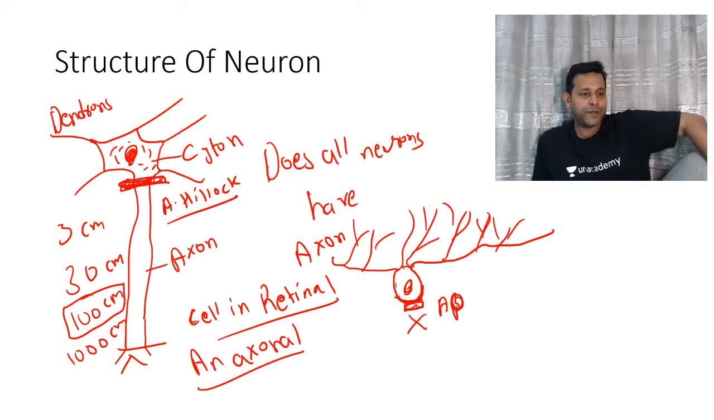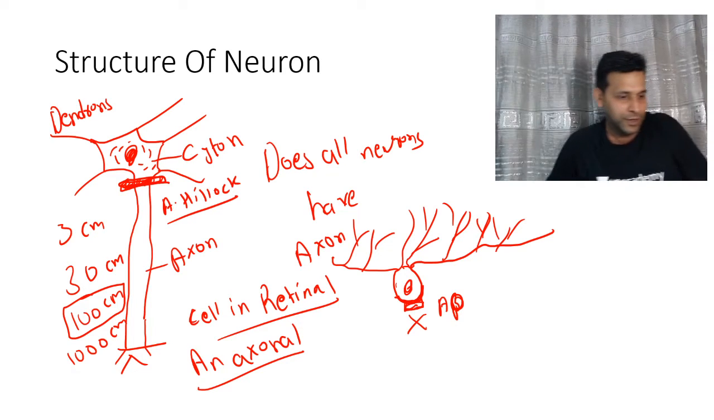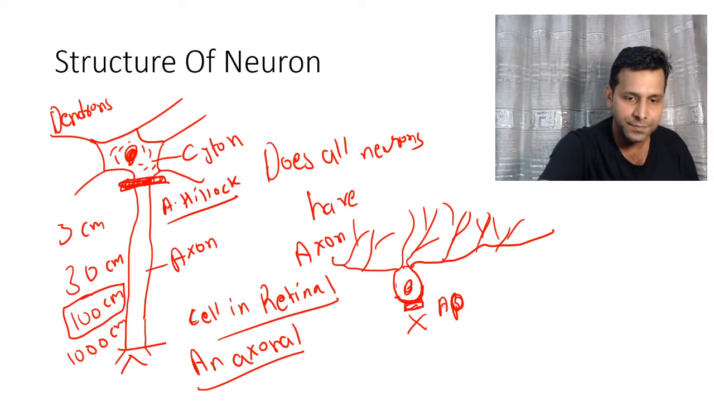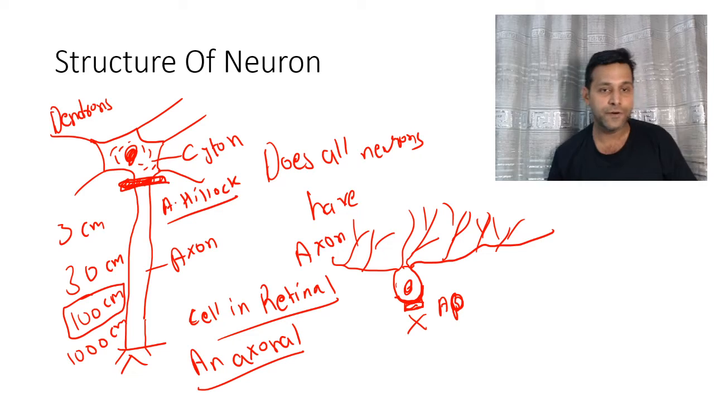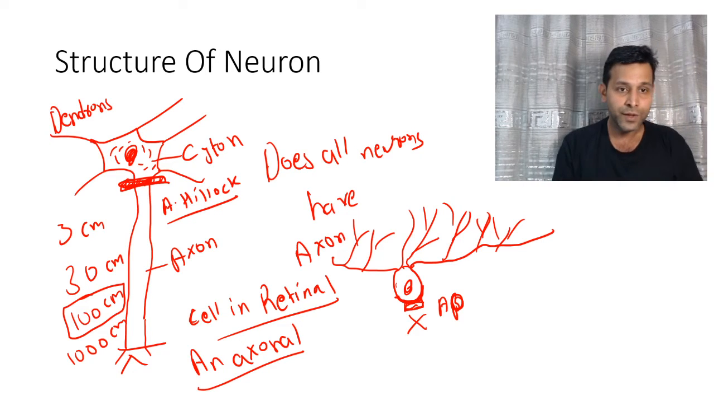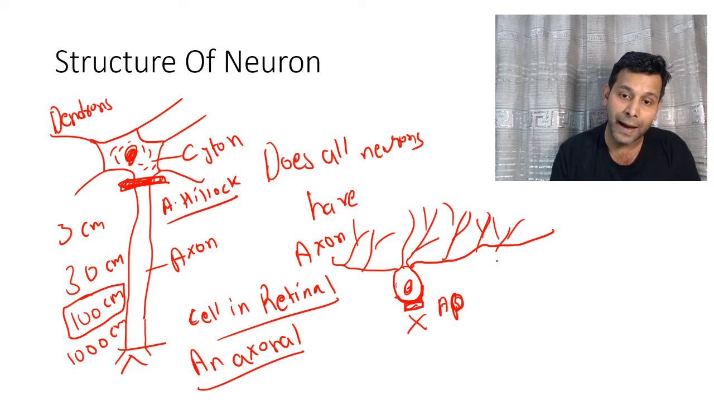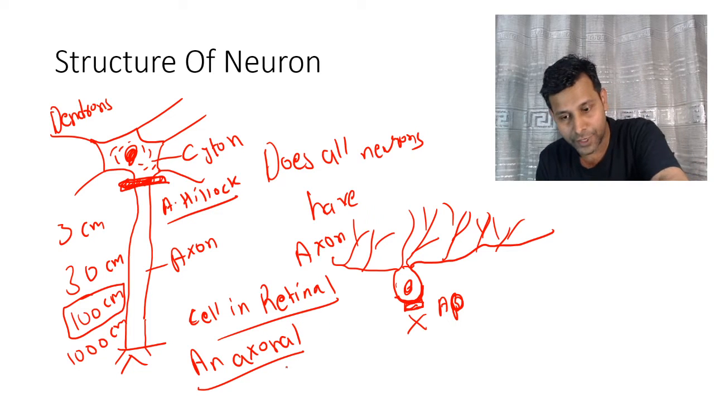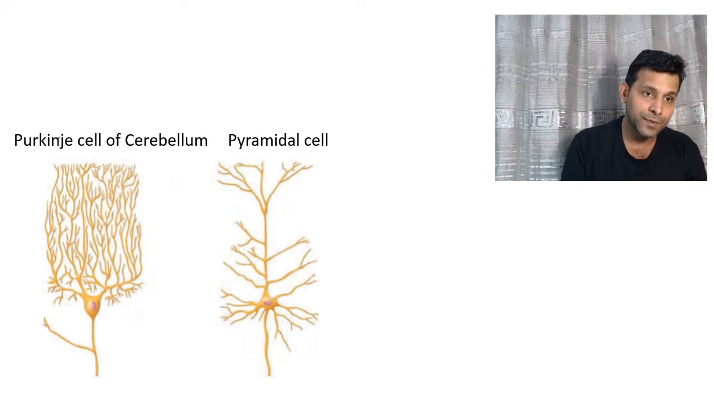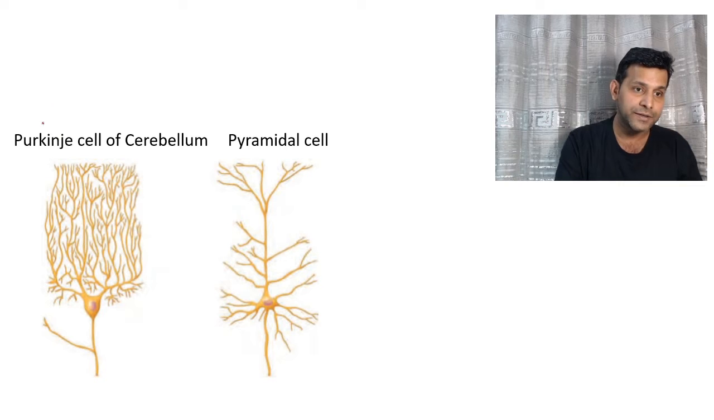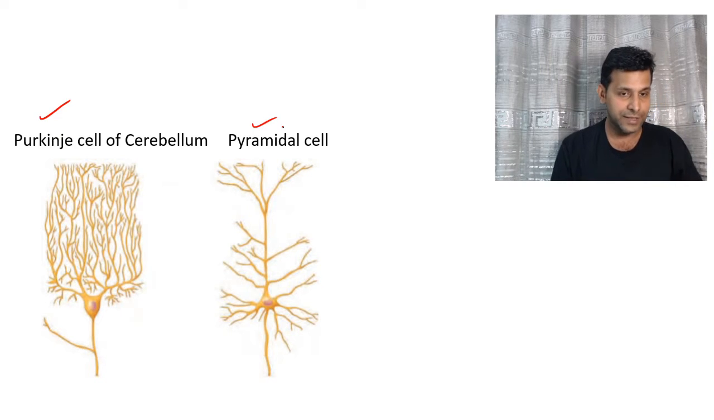Yeah, sorry. So axon hillock is an area where we can have the first action potential generated. Now, if I draw a neuron, a bipolar neuron, say I'll move to the next slide. Here I have drawn two types of cell, a Purkinje cell and a pyramidal cell.